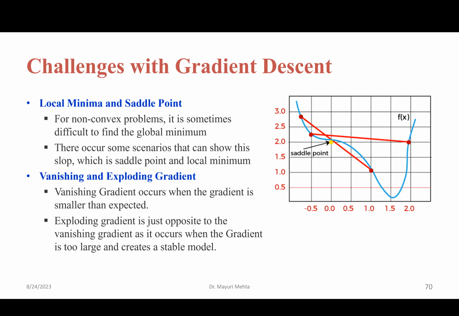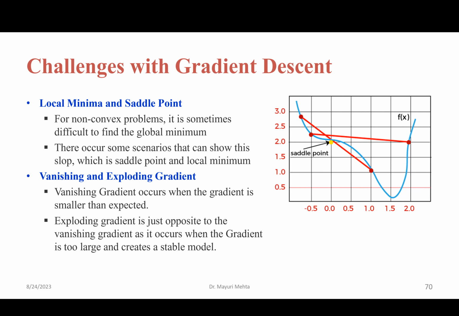The name local minima is used because the value of the loss function is minimum at that point in a local region. That's why local minima. In contrast, the name global minima is given because the value of the loss function is minimum there globally across the entire domain. That is global minima. So this is about the local minima and saddle point.